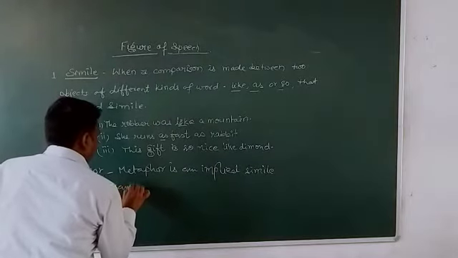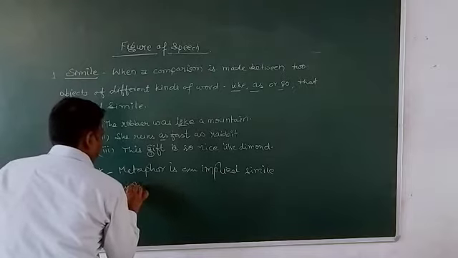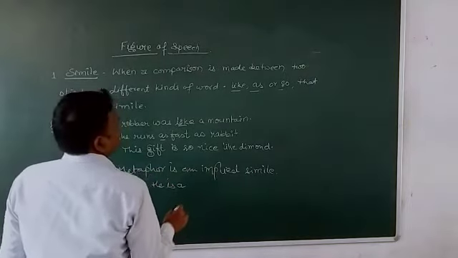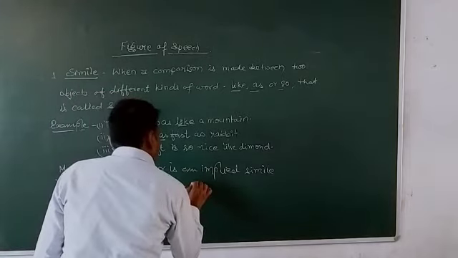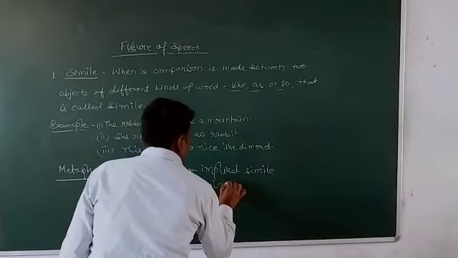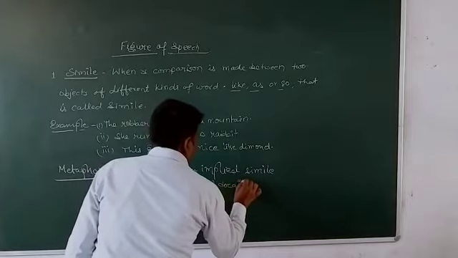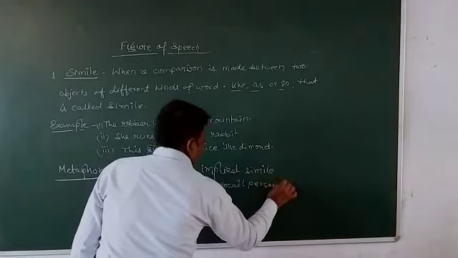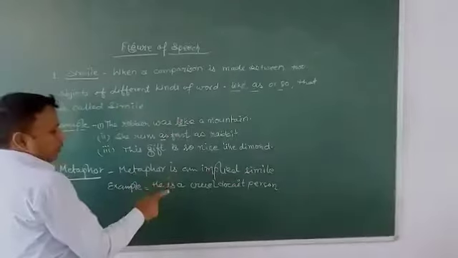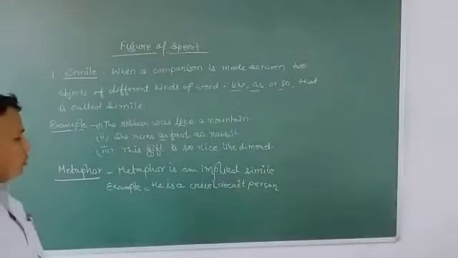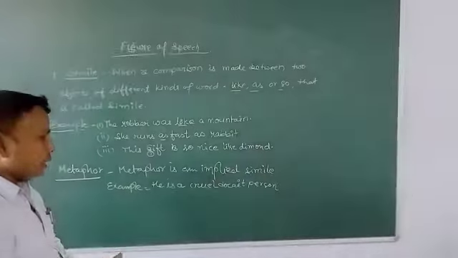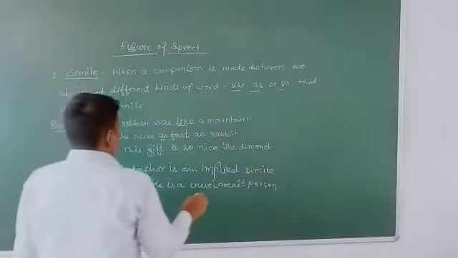Example: here you can say, he is a dapper person. Dapper, like cooler. Meaning, you can say, he is a cool, dapper person. Someone is comparing him with a dapper, and that is cooler. So, here it is metaphor.